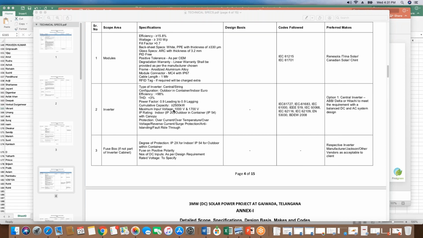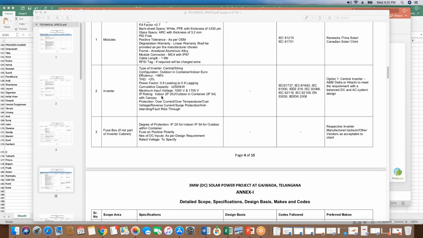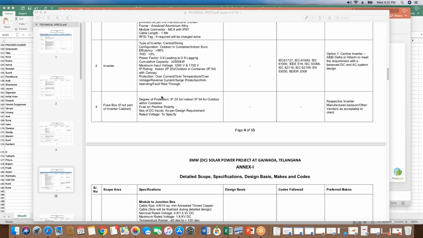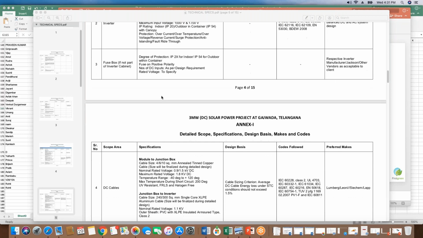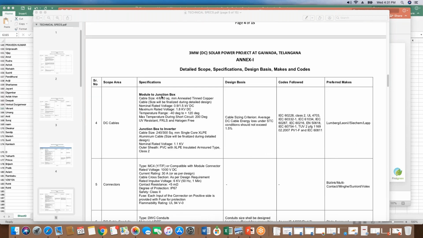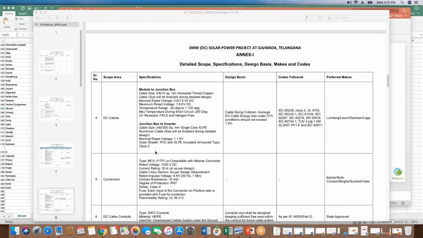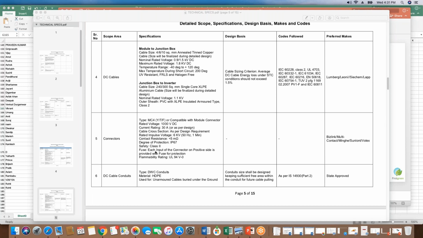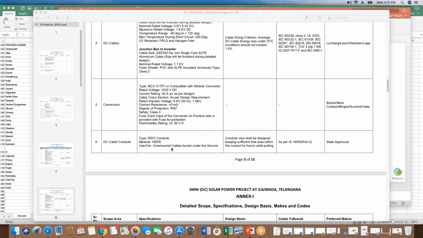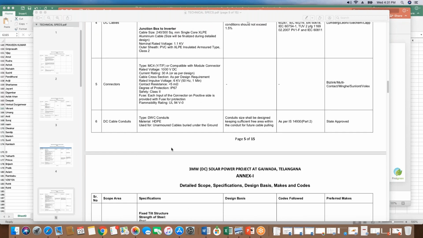You should also define the inverter specifications, that is, what type, central or string inverter, how much efficiency you are considering, and at what voltage. So all these factors you should define. The DC cable specifications and makes can also be defined. For example, here these are the specifications and makes that have been defined. The connectors, what type of connectors and their ratings and their standards, like it is mentioned that the connector should be IP67. The conduit, what type of conduits you will require. So you have specified that HDPE conduits will be required.